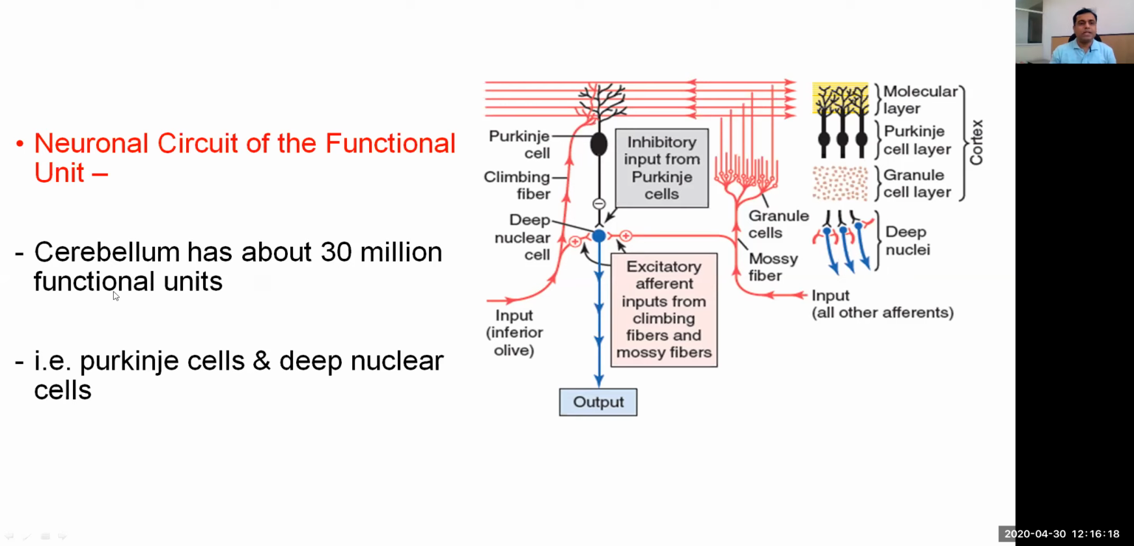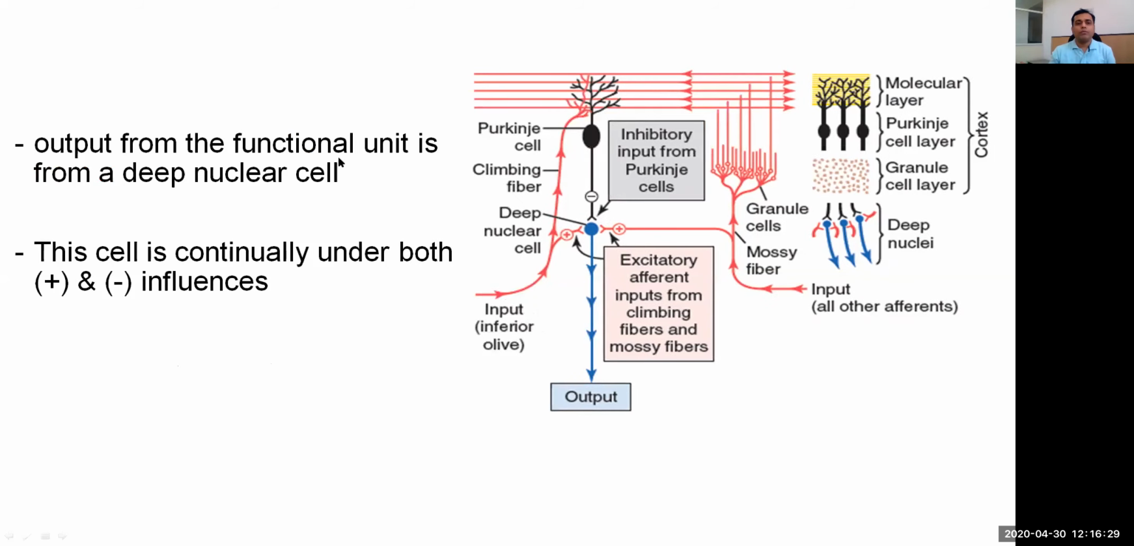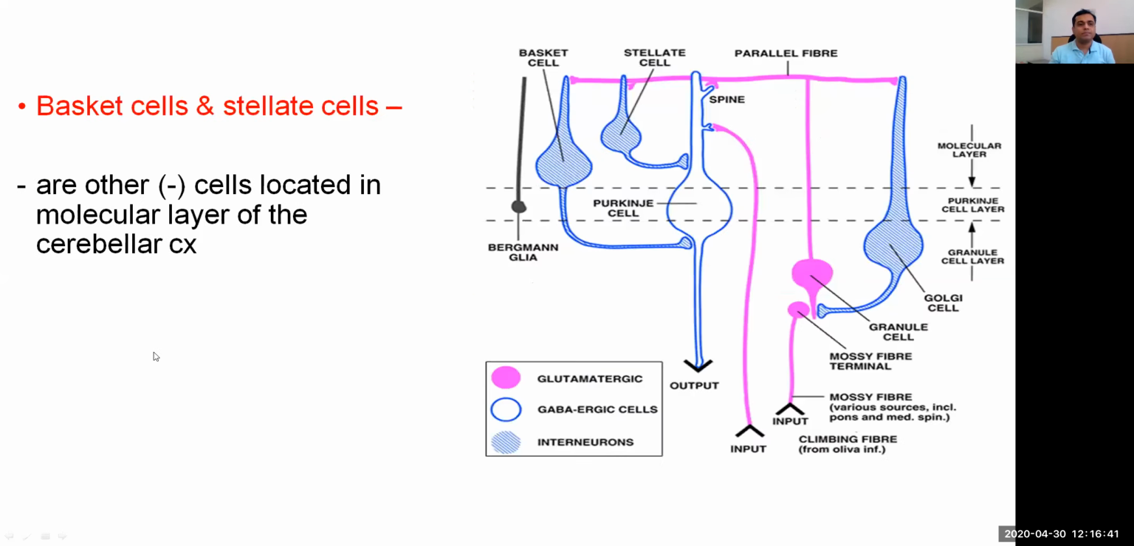Cerebellum has about 30 million functional units, that is, Purkinje cell and the deep nuclear cell, as we can see here in the cerebellar cortical layers. Output from the functional unit is from a deep nuclear cell. This particular output is ultimately coming from the deep nuclear cell. This cell is continually under both facilitatory as well as inhibitory influence.